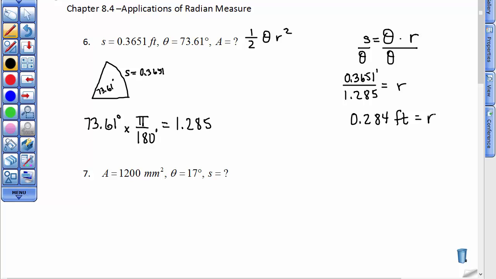So now I'm going to come on over here in this formula and take half of theta. Remember, theta is 1.285, and I'm going to multiply it by the radius, which I just found to be 0.284 feet squared. And when I do that, I get my final answer. The area of this sector, remember the length in feet was very little. It was just inches long. And so the area is 0.052 square feet.